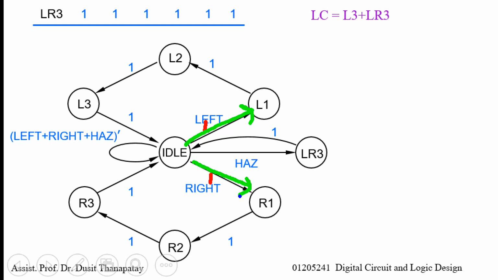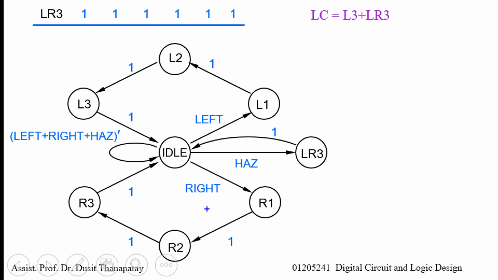So what should you do? You should correct the input condition for each arrow. Namely, if you want to turn left, actually only input left must be active, right? Input right must be not active. Input hazard also must be not active. So you can write more detail of the condition.